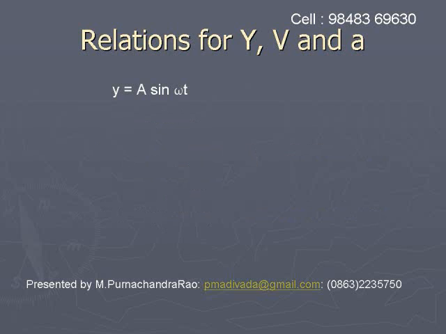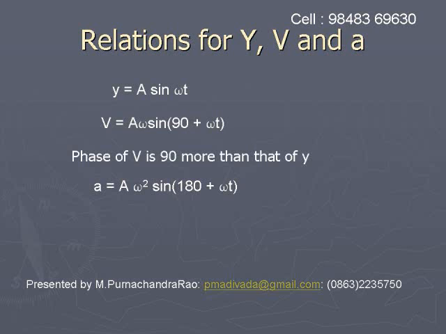Relation between phase of displacement, velocity and acceleration. The relations for displacement, velocity and acceleration are y is equal to a sin omega t, v is equal to a omega sin 90 plus omega t, and a is equal to a omega square sin 180 plus omega t. Comparing these three equations and comparing the phases, we notice that phase of y is omega t, phase of v is 90 plus omega t, phase of acceleration is 180 plus omega t.